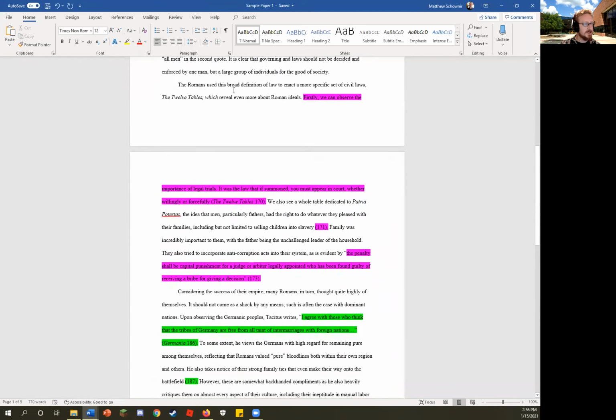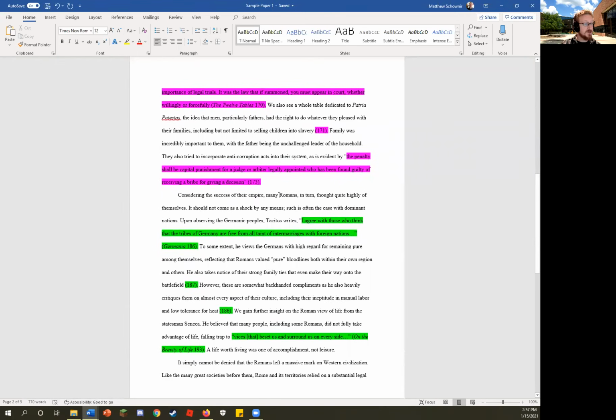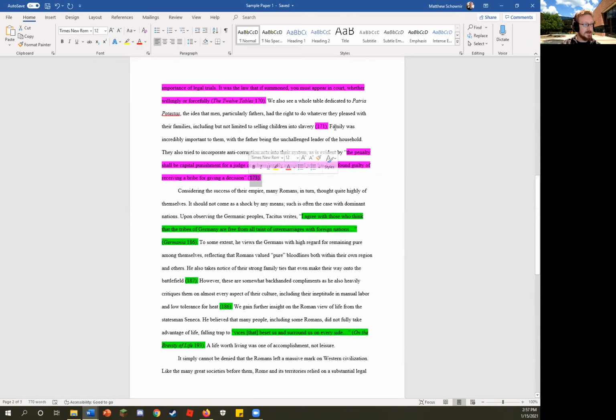Here he switches in the next paragraph. The Romans use this broad definition of law, and he starts citing the 12 tablets, which is another separate document. He says, firstly, we can observe the importance of legal traits. The law is summoned, you must appear at court willingly or forcefully. That is not a direct quote, but he still got his information from that document, and here he cites it. The 12 tables, page 170. He does this again. He uses the same document 2 more times, and he cites it here and here.